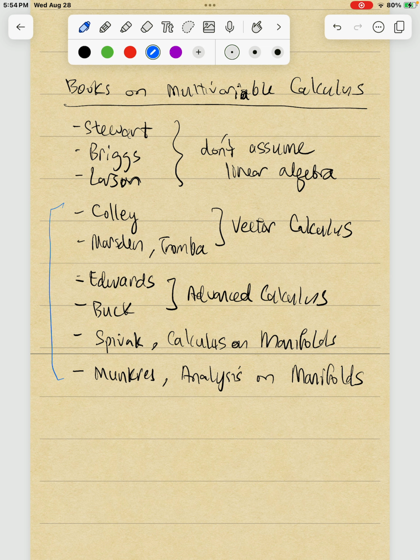And I'm going to assume that if you're watching this, if you want to understand it, that you need to know the linear algebra pretty thoroughly, and then the integration theory. Looking back, these books, the Stewart, Briggs and Larson, really sweep a lot of things under the rug. And the other books do a much more thorough job of explaining the theory behind what's going on. Okay, so that's the overview of the series of lectures that I plan to give.